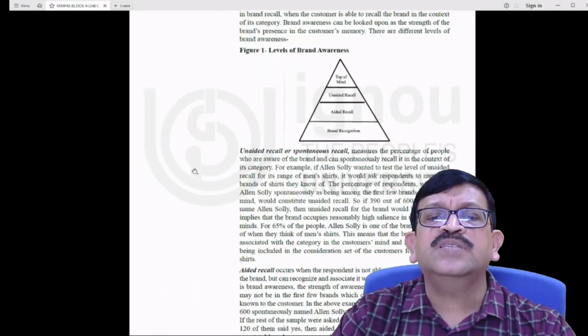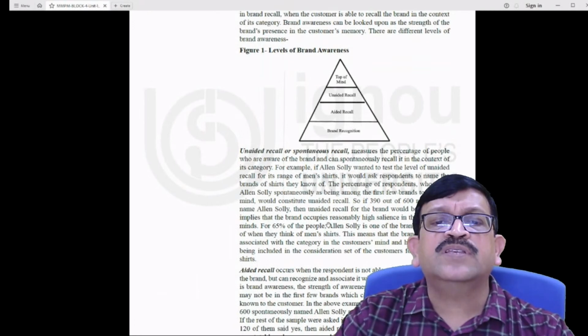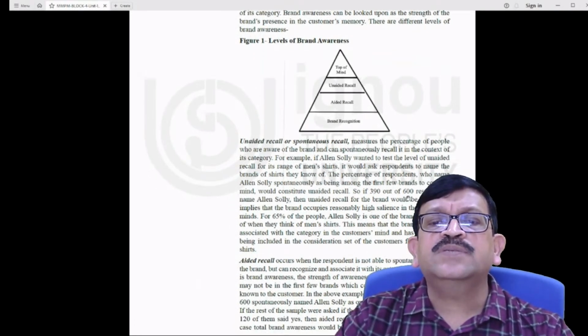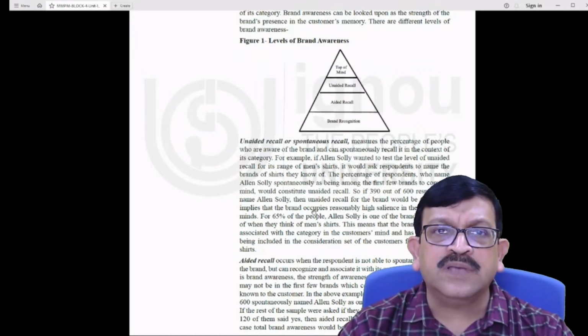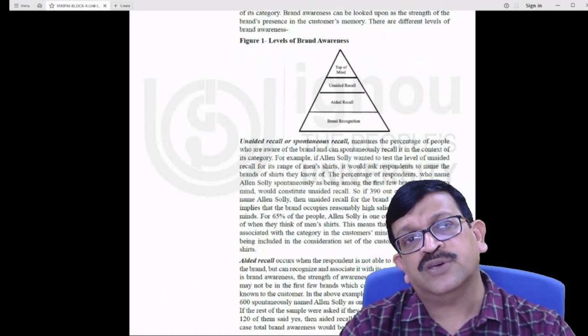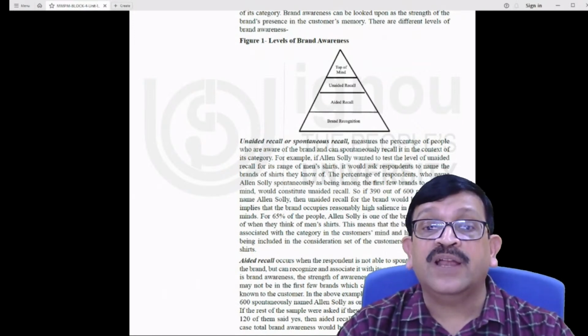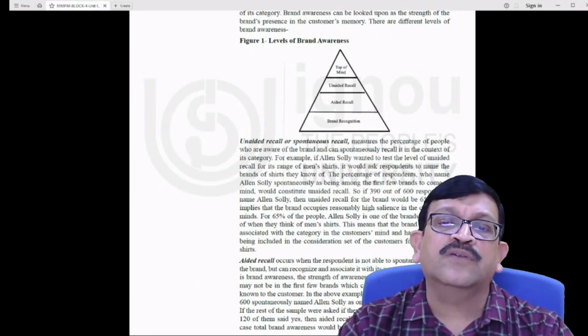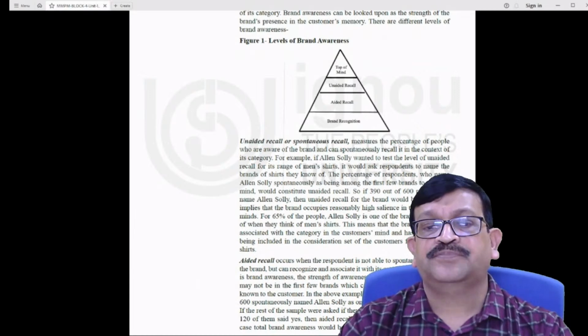For example, as you can see here, there's an example given with respect to Alan Solly. As you can see here, out of 600 respondents, 390 respondents gave an unaided recall. That means it featured without any kind of prompting from the brand manager in terms of the recall of the brand. As a result, what happened? People felt that okay, Alan Solly has got an unaided recall of something like 65%.